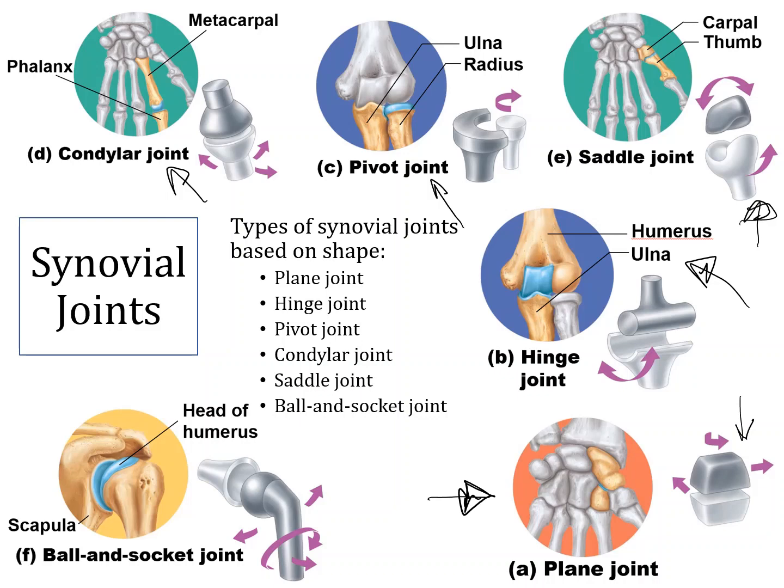And then the last one is ball and socket. Ball and socket is one we all know. It's your arms, that's your hips. It has the biggest range of motion in the most directions is your ball and socket joint.